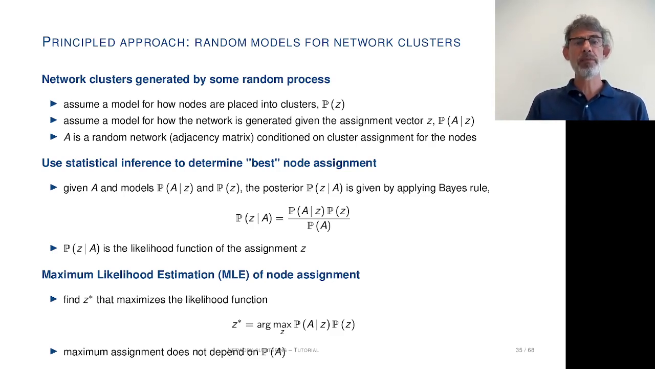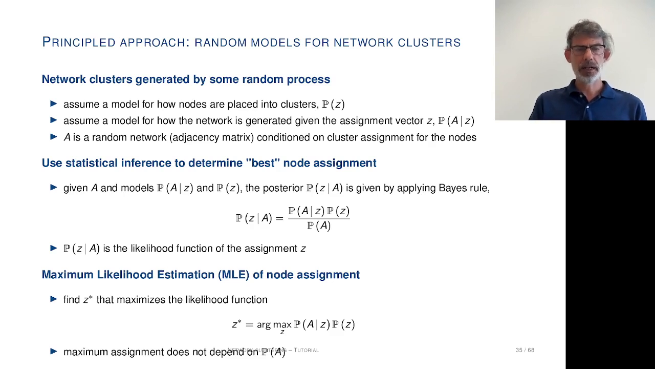We assume that we have a model for how nodes are placed into clusters. That's P of Z. Z is our cluster assignment vector. And we assume we have a model for how the network is generated given the assignment vector Z. That's P of A given Z. Now A, my adjacency matrix, is a random network. It's a random matrix, but it's conditioned on the cluster assignment of the nodes. And if we have these two models, we can use statistical inference to determine the best node assignment.